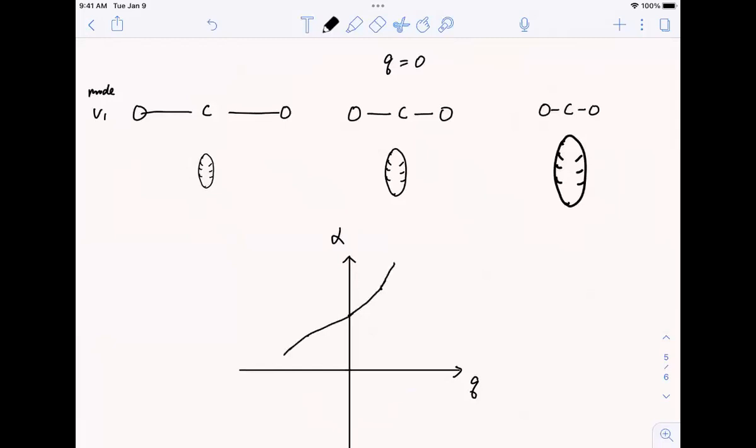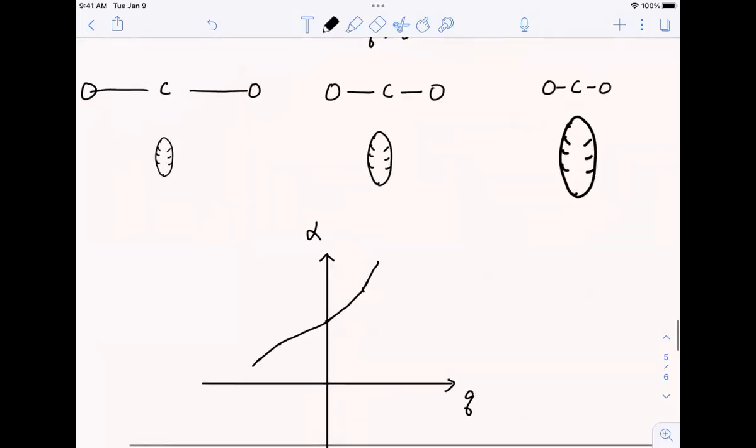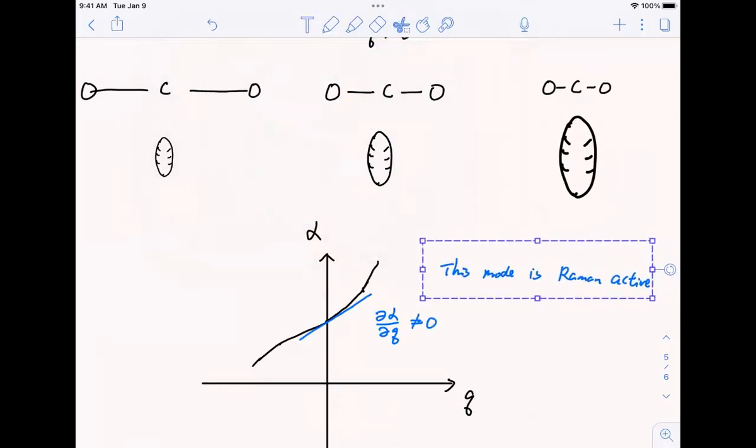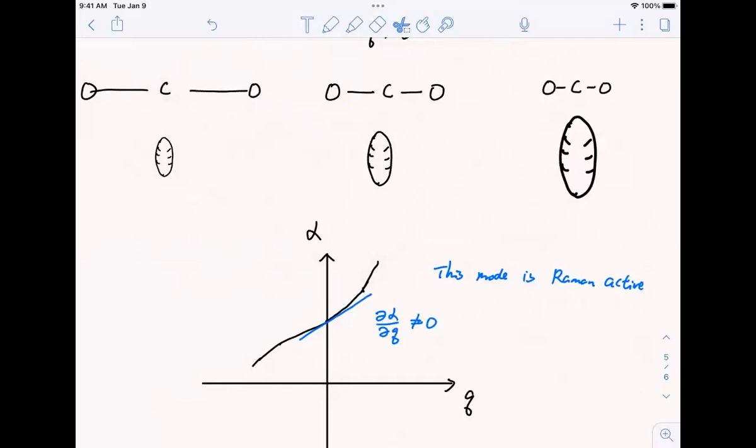So what happened on the two ends doesn't matter. What matters is that here, this slope is not 0. So this mode is Raman active. Is it okay? Not difficult, right? This mode is Raman active.